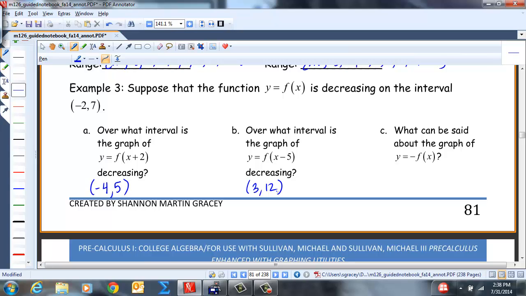Now, what can be said about the graph of y equals negative f at x? Is it going to be increasing or decreasing? Good, it'll be increasing. If it had decreasing behavior and you reflect it across the x-axis, it's going to have increasing behavior. So it will be increasing on, and we only know about that interval from 2 to 7. Okay?